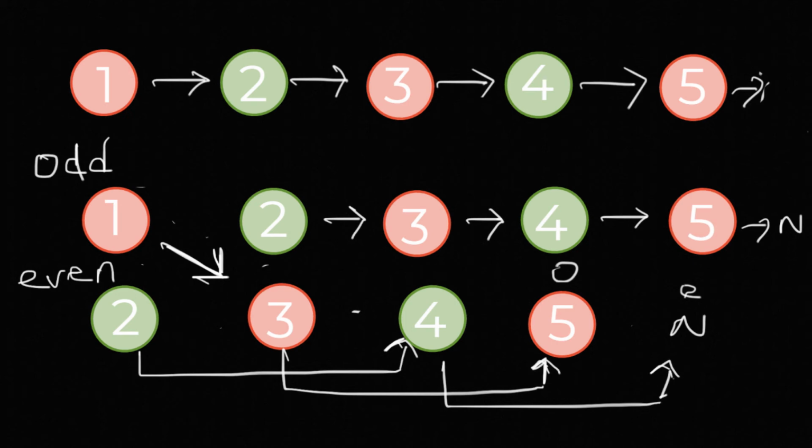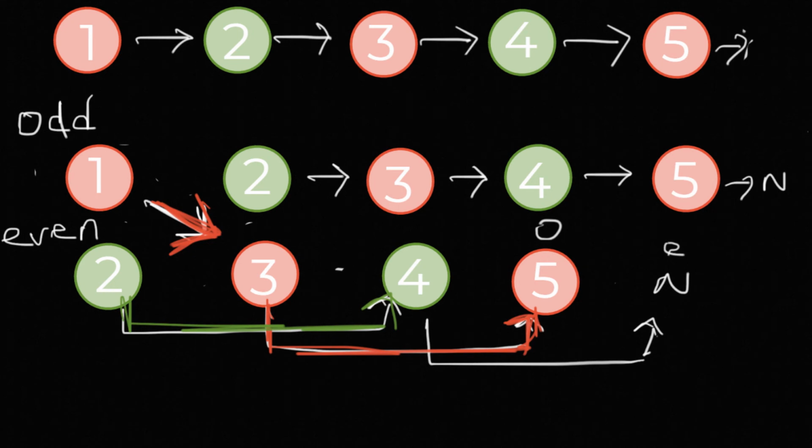Let's see what we just did here. So as you can see, 1 points to 3, 3 points to 5, and then 2 points to 4. So now all we have to do is to connect the last element in the odd list to the first element in the even list. So now we just connect 5 and 2. It's going to be messy if I do it here, so I'm just going to move everything up a bit and then write it at the bottom.